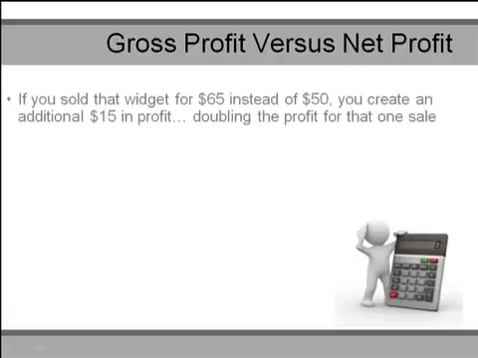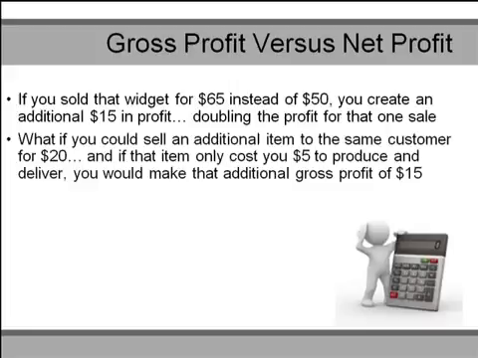In other words, right now you make $15 for every widget sold. But if you sold that exact same widget for $65 instead of $50, you would create an additional $15 profit, effectively doubling the profit for that one sale. Unfortunately, it's tough to raise prices today.